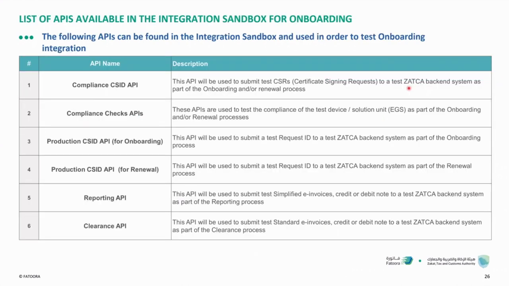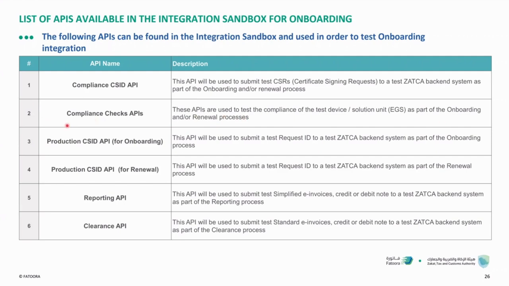So here we have a description of all these 6 APIs that we have seen before. The first API, the compliance CSID API, is used to submit a test CSR, which is a certificate signing request, to test the ZATCA backend system as a part of the onboarding or renewal process. This step is a pre-step needed for the onboarding. The next step is to call the compliance checks API. This API is used to test the compliance of a test device or solution unit. This is also part of the onboarding or renewal process.